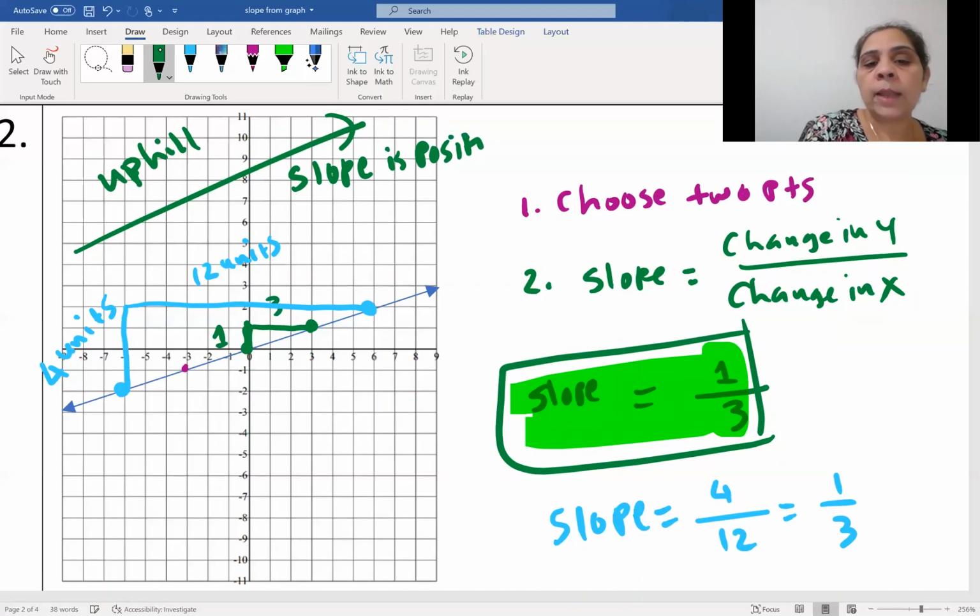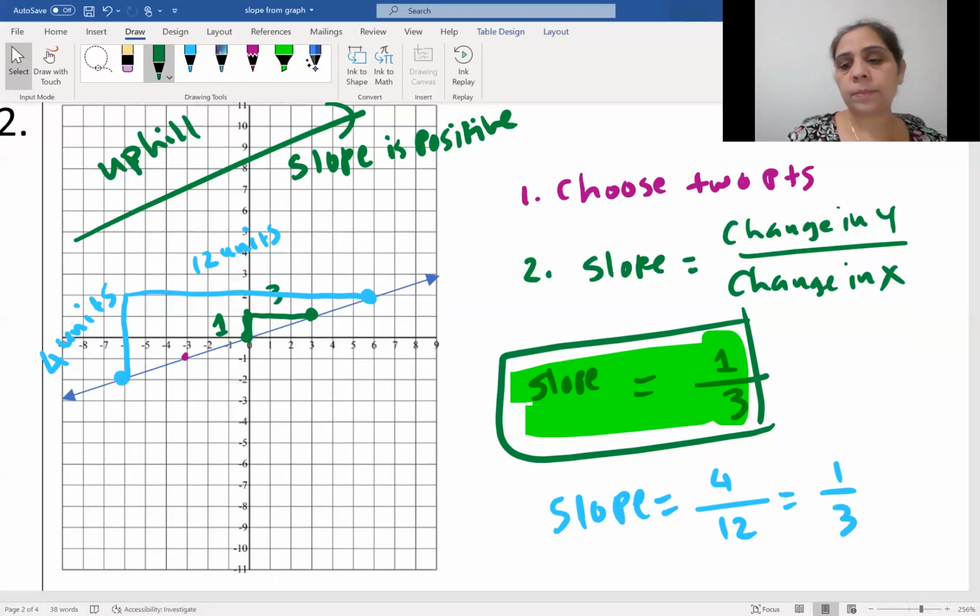So after you find slope, always check these two things. My graph is uphill, and I found my slope is positive. It looks right. If my graph is downhill, I found slope is negative. So see, that is appropriate. Always check your answer once you find it. You can check if it is appropriate or not.